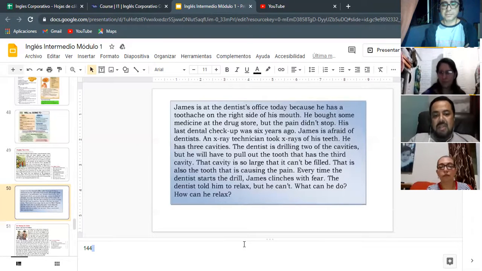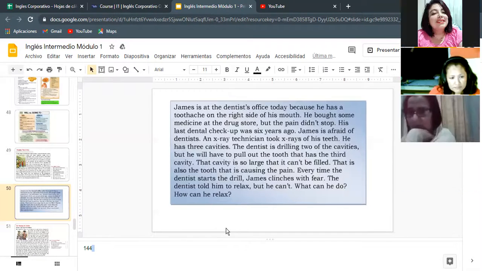That cavity is so large that it can't be filled. That is also the tooth that is causing the pain. Every time the dentist starts the drill, James clenches with fear. The dentist told him to relax, but he can't. What can he do? How can he relax? Okay, perfect, good. Next one is Gisela.